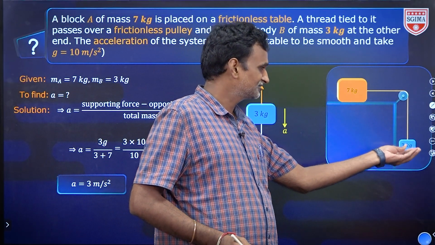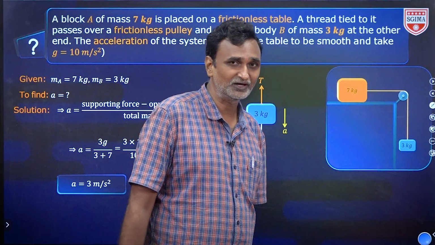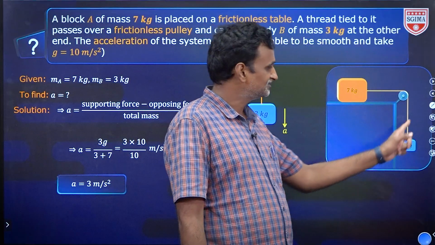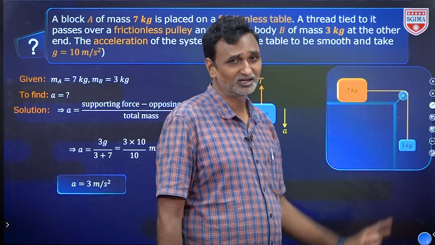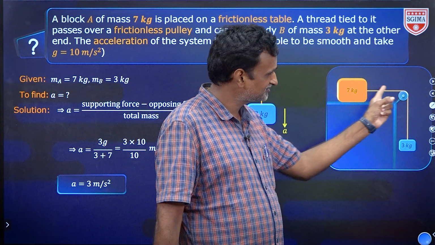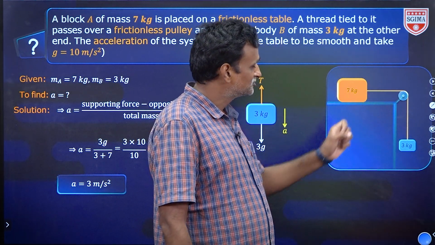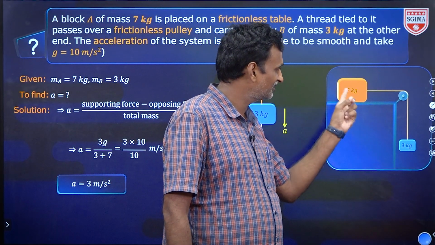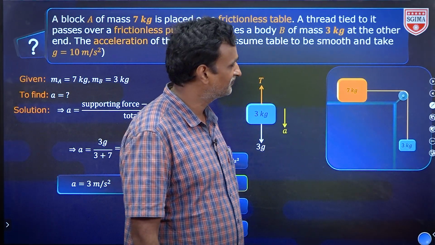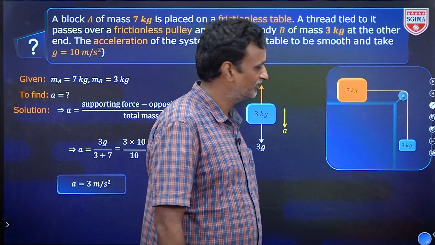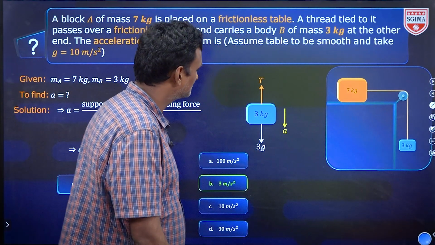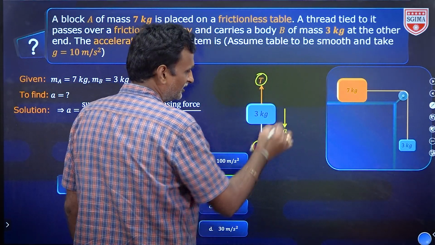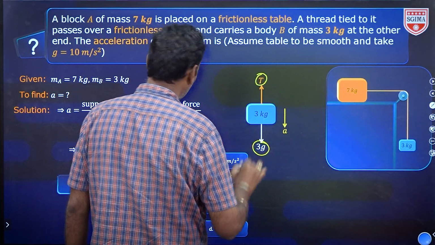Once it is released, it tries to pull down and the other block tries to move forward. So first, the direction of acceleration: the 3 kg goes downward and the 7 kg goes to the right side, and the tension is same because only one string is there. So if one goes by x, the other also goes by x, meaning the acceleration of 3 kg and 7 kg must be same, not different. So a1 equals a2. Okay, now we have to write the net force equation. For 3 kg, downward force is 3g, upward force is T, and acceleration is downward, so 3g minus T equals a.